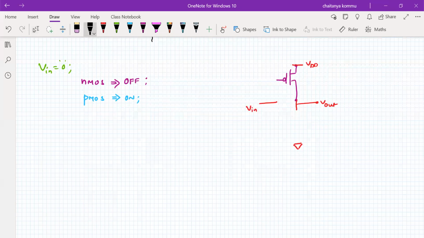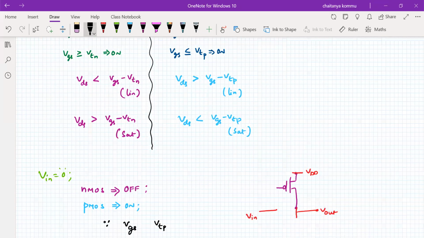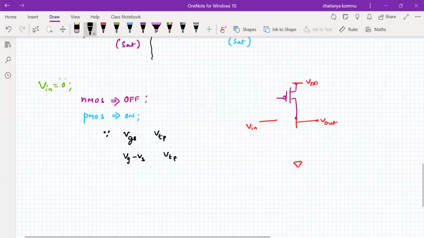What are the conditions for a PMOS transistor to be on? We need to consider the VGS value and the VTP value. VGS for a PMOS is VG minus VS, and this is VTP. Also, we need to remember one point: VTN is positive, VTP is negative, a negative value. Now, what is the VG here?